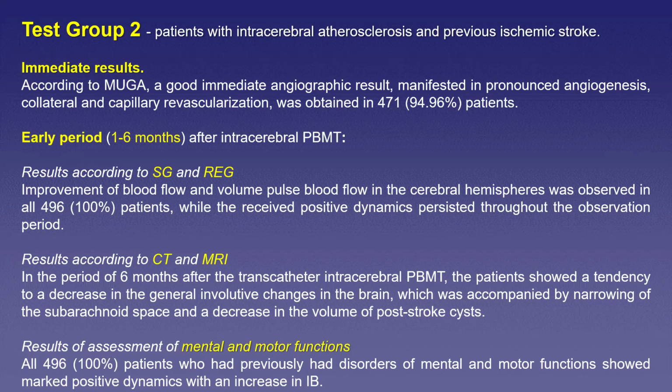According to CT and MRI, in the period of 6 months after the PBMT, the patients showed a tendency to a decrease in the general involutive changes in the brain, which was accompanied by narrowing of the subarachnoid space and a decrease in the volume of post-stroke cysts. Results of assessment of mental and motor function showed that all 100% of patients who had previously had disorders of mental and motor functions showed marked positive dynamics and an increase in IB. Next slide.